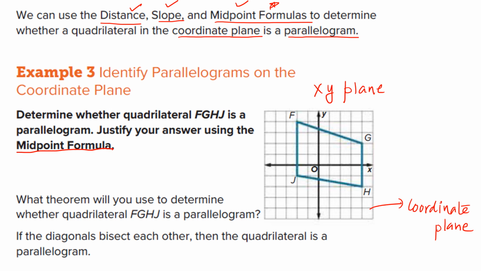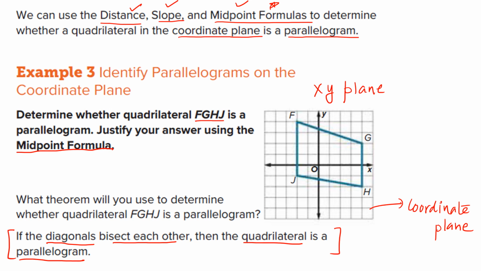Determine whether quadrilateral FGHJ is a parallelogram. Justify your answer using the midpoint formula. Now, midpoint formula means the middle point, means the bisection. So that helps you to know that we are going to use this theorem. Which theorem? If the diagonals bisect each other, then the quadrilateral is a parallelogram. So we have to find the midpoint of the diagonals.